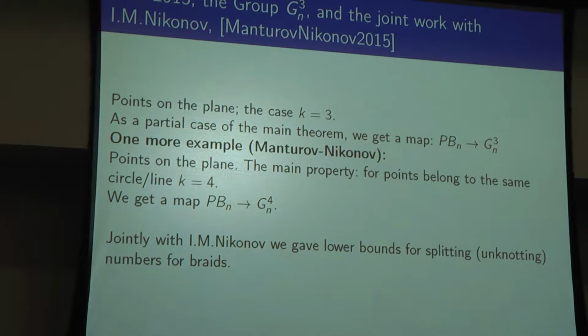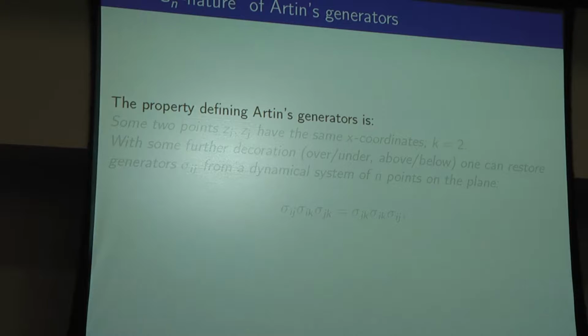I gave something last year, but these groups have many easy maps to free groups, which give lots of lower bounds. For example, if we do some crossing switch operation, then this means some easy operation in the free product of some groups, which can be easily handled and gives lots of estimates, and also for GN4 of this. Now I would like to say that the usual presentation we know of the Artin braid group is actually the presentation of the GN2 nature.